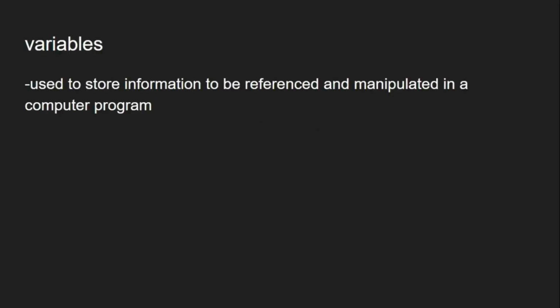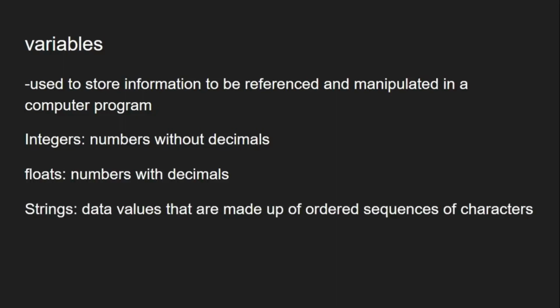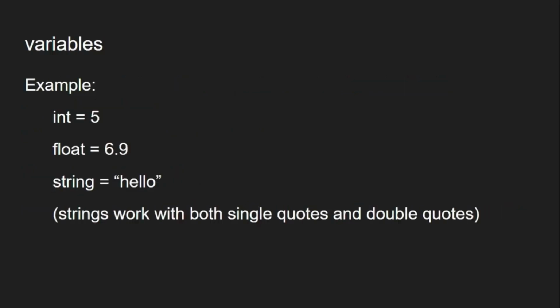Variables are used to store information to be referenced and manipulated in a computer program. There are three major variable types: integers, that are numbers without decimals; floats, that are numbers with decimals; strings, that are used for data values that are made up of ordered sequences of characters. You create a variable by first writing the variable name, then the assignment operator, which is the equals to sign, then the value.